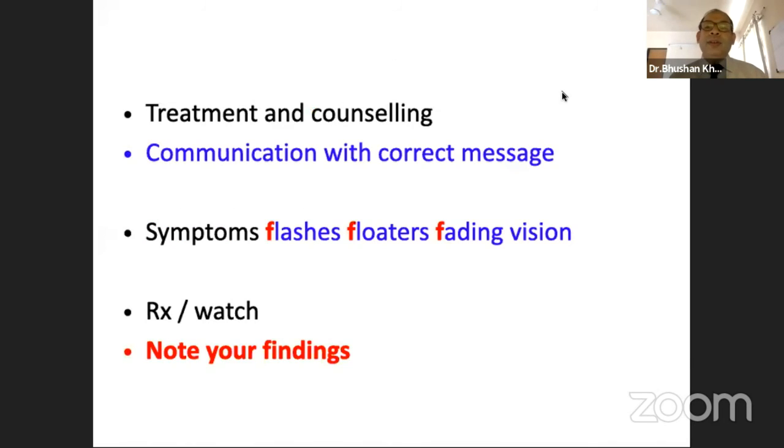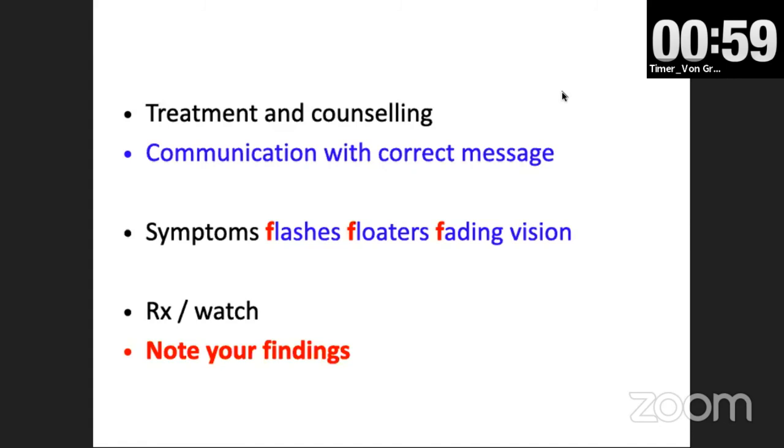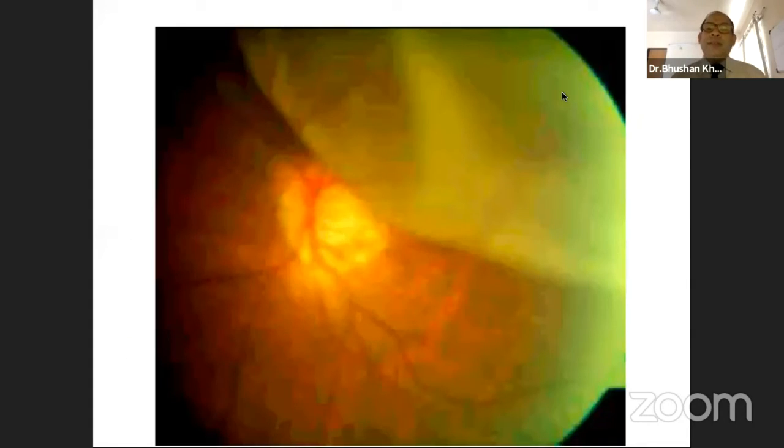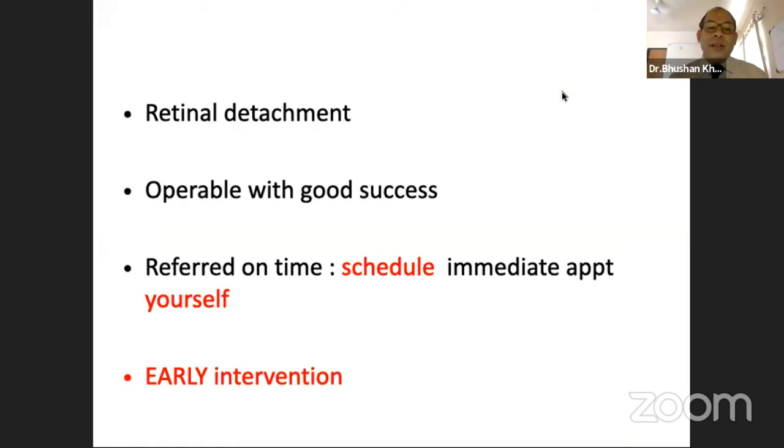I will emphasize, for medico-legal reasons, to note your findings as well as, in short, a small message of what we have conveyed to a patient. Some patients, however, may present to us with a retinal detachment. We should emphasize to these patients, as a general ophthalmologist, that he needs early intervention. It is operable with very good success rates, and we can help the patient schedule an immediate appointment with a retinal surgeon.